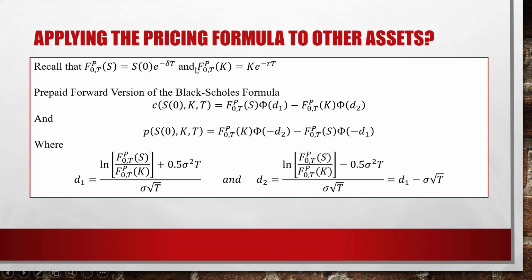Remember, for this version we have R equal to 0 and delta also equal to 0, so that's why we can basically just have 0.5 sigma squared T over sigma square root of T. And similarly, D2 is D1 minus sigma square root of T.